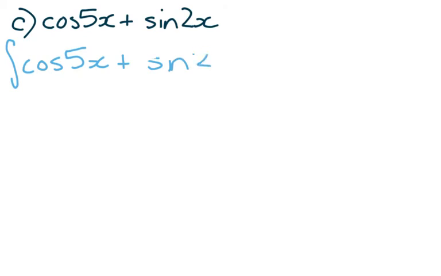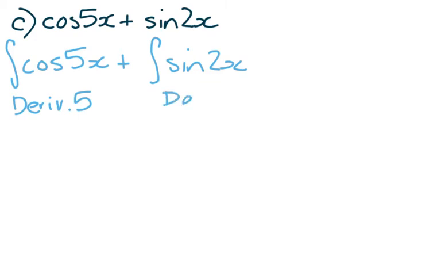And actually what I'm going to do is write that as a separate integral, because that way we can treat them separately and multiply each of them and then work out what the answer would be. So we've got the derivative of, I'm just going to write here again, the derivative of the inside here is 5, and the derivative of the sine one is 2.